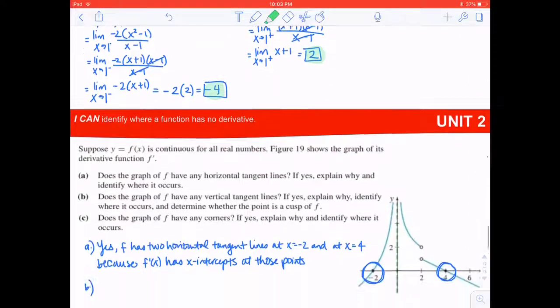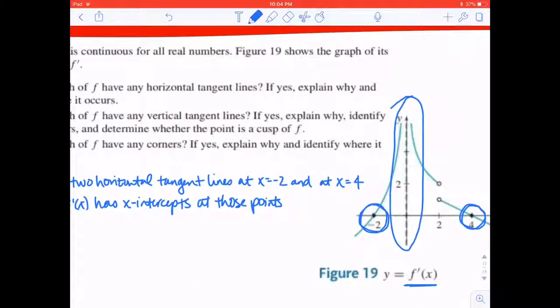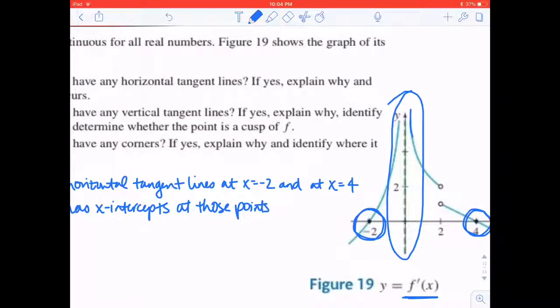So if we go back to our function here, we see that when x is equal to 0, this function has some infinite values here. We see that both sides of 0 are actually going to infinity. So that means we do have a vertical tangent line when x is equal to 0, and it's not going to be a cusp because we see that they're both going to positive infinity.